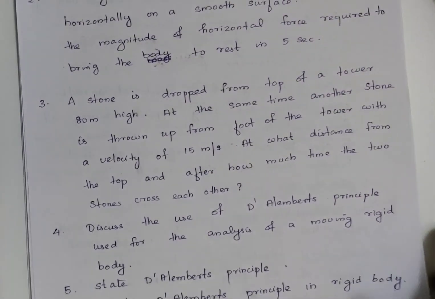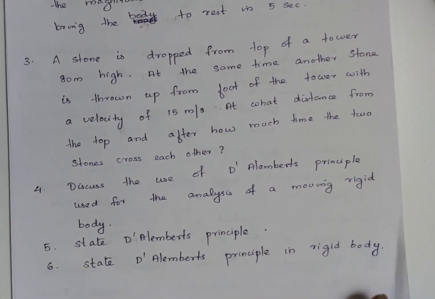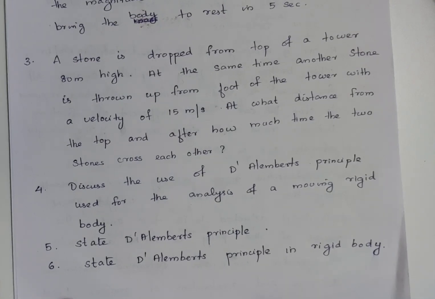Now next are the theory questions in module 4 and 5. Question number 5, state D'Alembert's principle. This is a question asked in module 4. Here the equation is F minus ma is equal to 0, and you have to write this statement.